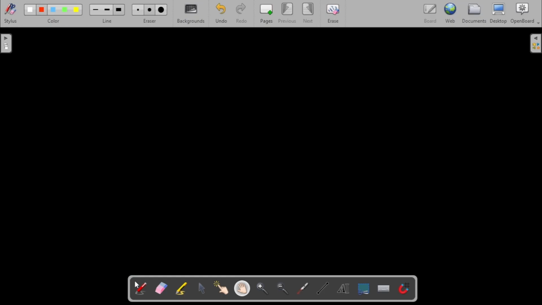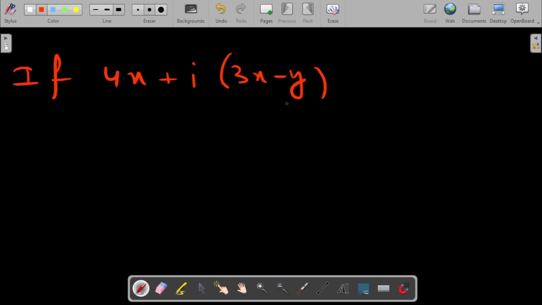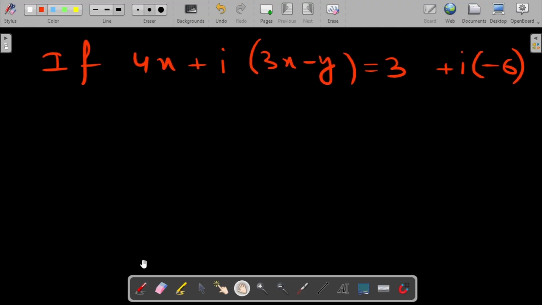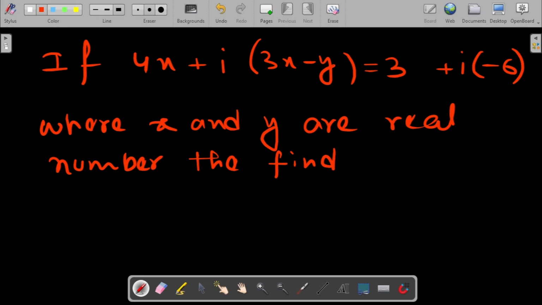Okay, let's understand with one example. If 4x plus i(3x minus y) equal to 3 plus i(minus 6), where x and y are real numbers, then find the values of x and y.